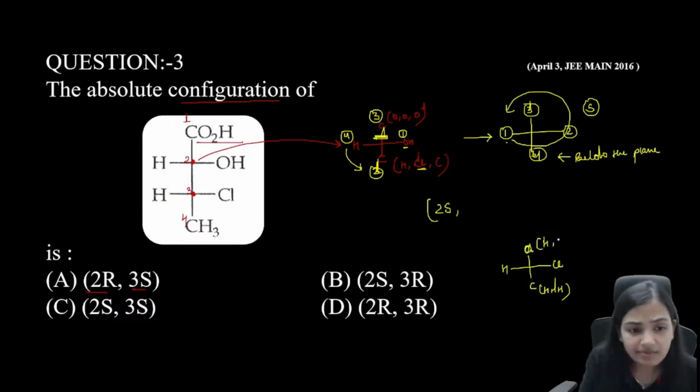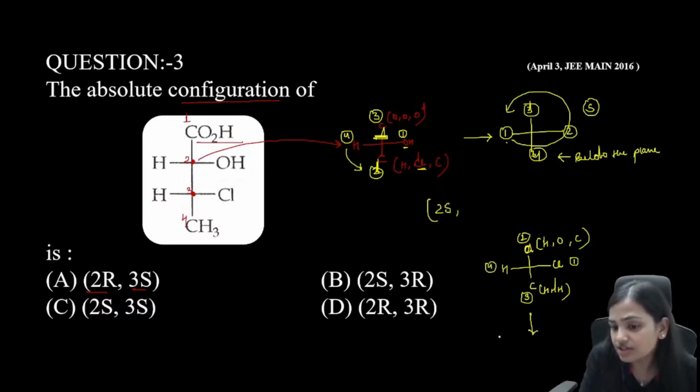hydrogen, oxygen and the carbon. Now who will have more priority? Of course this is priority 1, this will be priority 2, priority 3 and priority 4. Again we have to do the rotation. We have to bring the hydrogen below the plane. Let's keep this fixed. So keeping this fixed, this 2 will remain there. The 4th will come down the plane.